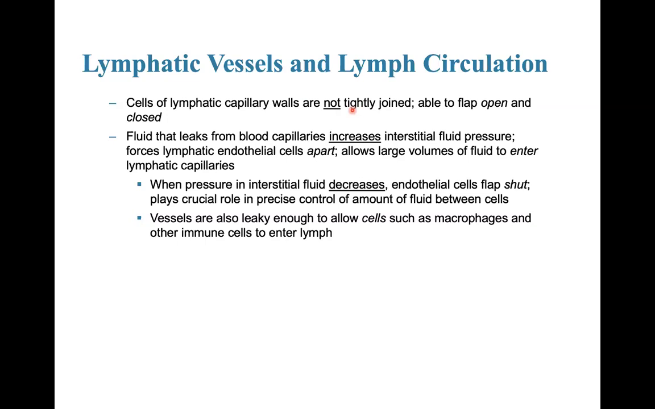When the pressure of the interstitial fluid decreases, the endothelial cell flaps will shut, and this plays a crucial role in the precise control of the amount of fluid between the cells. The vessels are also leaky enough to allow cells such as macrophages and other immune cells to enter into the lymph.